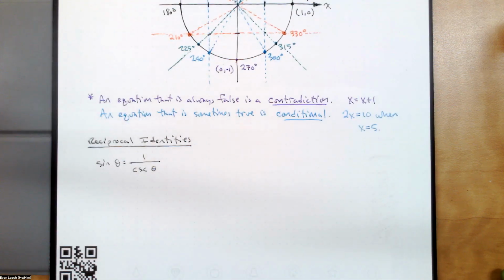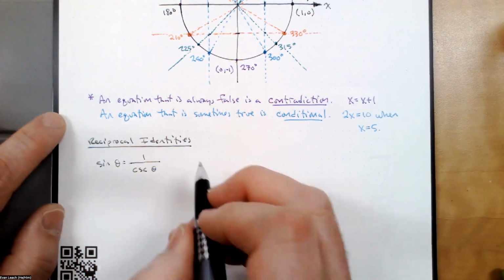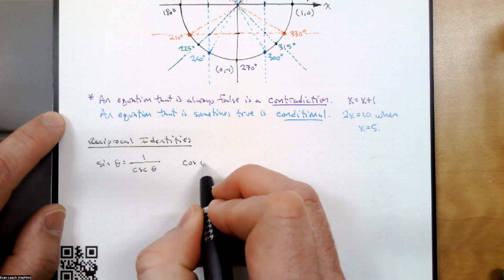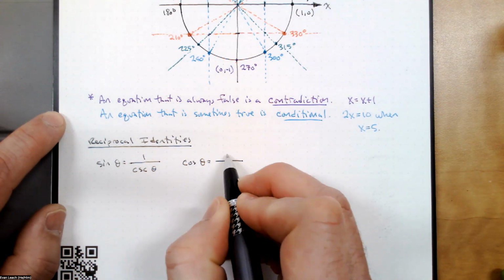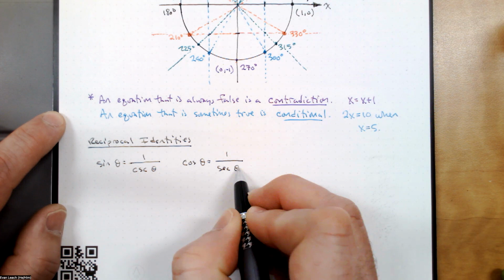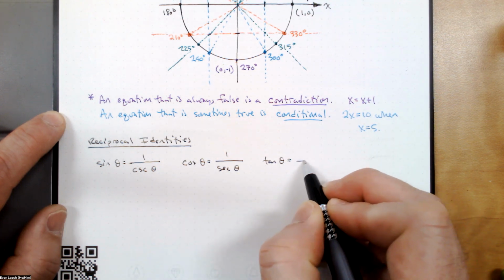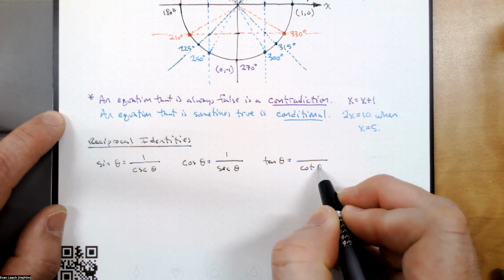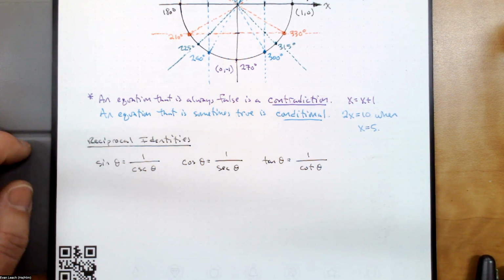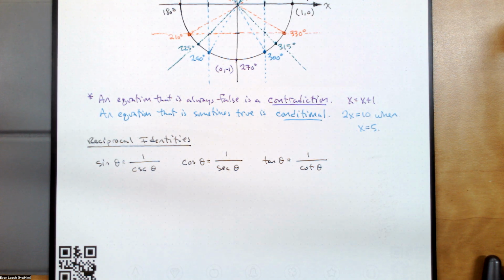Sine of theta is 1 over cosecant theta. Cosine theta is 1 over secant theta. Tangent theta is 1 over cotangent theta. These are reciprocals. One of the things you can do to both sides of an equation is make reciprocals of both sides of the equation. So I flipped these over.